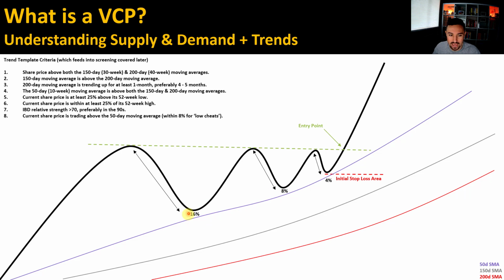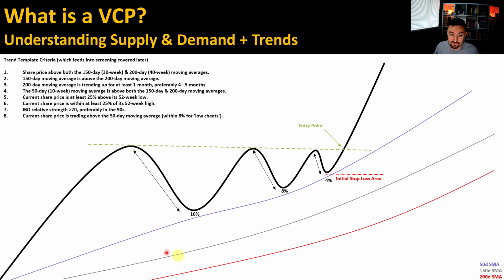So you see the low here, and then it goes and puts in a higher low here for the 8% contraction, and then it goes and puts in a higher low here for the 4% contraction. So there's less water that's coming out of that proverbial towel. There's less supply that is coming to the market. That's why you're seeing these higher lows.